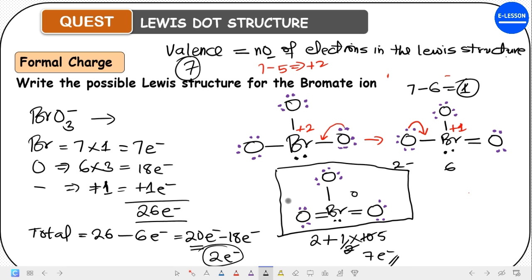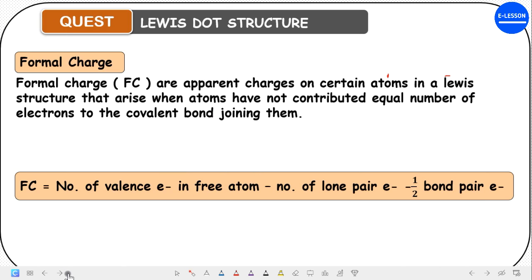And why is it so? That brings us to the idea of formal charge, because I explained this to you yesterday, but most of you were not really getting it very well. Now what is formal charge? Formal charges are apparent charges on certain atoms in the Lewis structures that arise when atoms have not contributed an equal number of electrons to the covalent bond joining them. When they've not contributed an equal number of electrons to the covalent bond joining them, that is when the formal charge occurs.